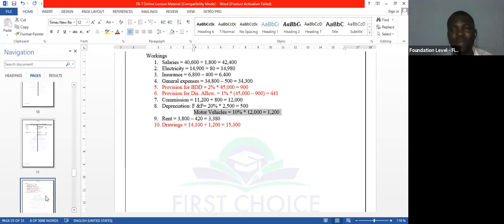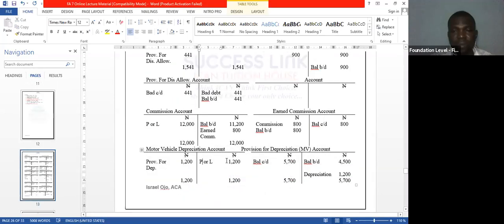Under our T format, if you look here, we now have the depreciation account. This one goes to our profit or loss account for the year, which is 1,200 that I showed earlier on. Provision for depreciation, the total is what? It is 5,700. That 5,700 will reflect in our statement of financial position. So we come back here, to the statement of financial position, and we put that 5,700.